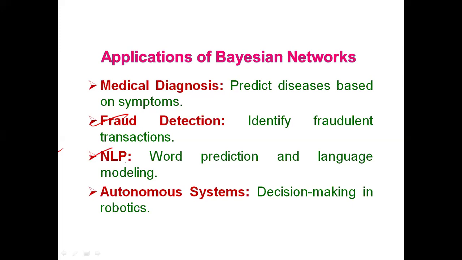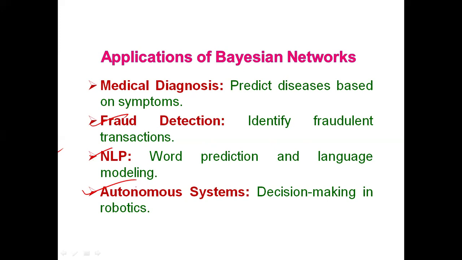And also it is used in NLP. NLP means natural language processing. Bayesian networks are used in NLP to model word prediction, part of speech tagging and language modeling. They capture contextual dependencies to improve the accuracy of text processing systems. Next, it is also used in autonomous systems. In robotics and autonomous vehicles, Bayesian networks help make decisions under uncertainty by considering various sensory inputs and environmental factors.